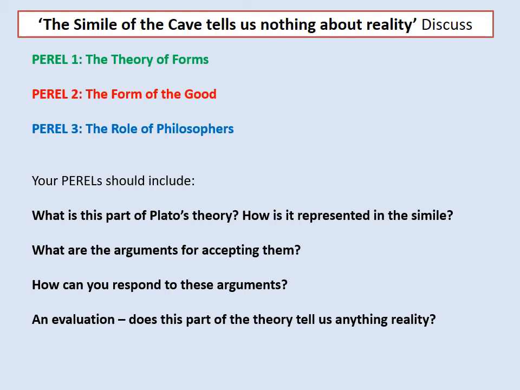So yeah, the main argument would be that it's not a convincing argument that people who know what's good will never do evil. So those are your perils. That's how to structure it. That's the basic structure of your essay.